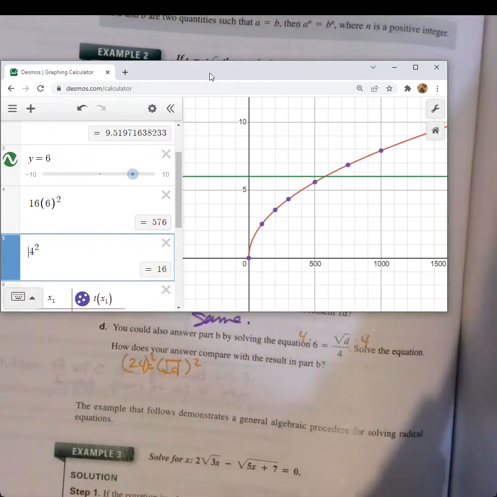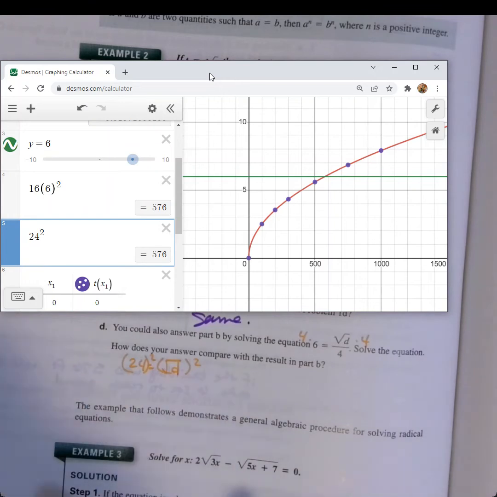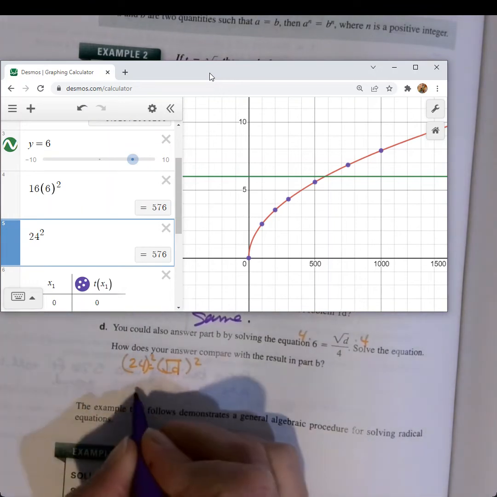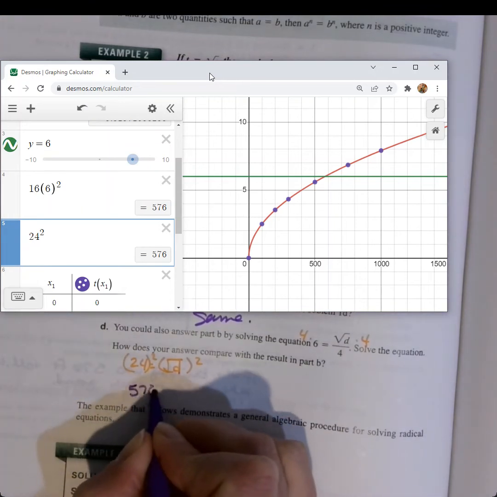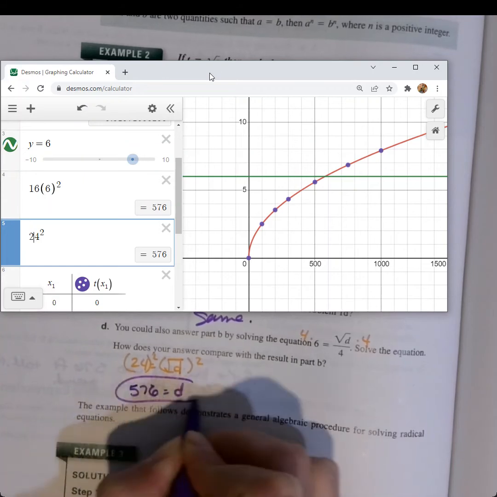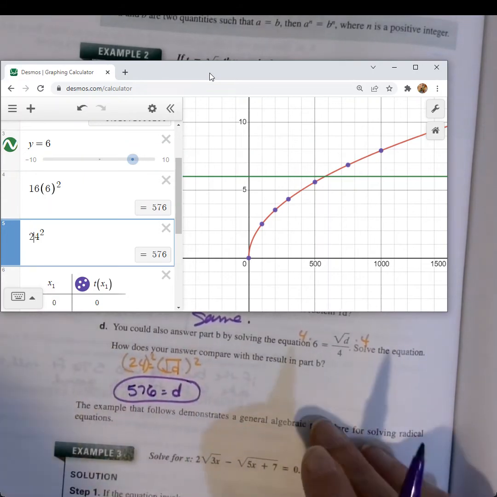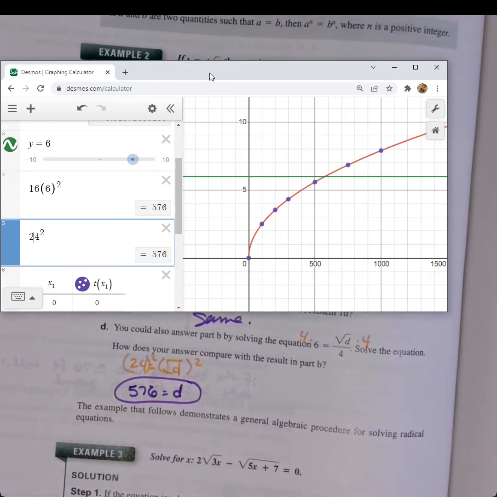I can't type. There we go. 576. So that's another way to have solved this one. So this would have been the by hand algebraic way to solve the original equation that we were posed with.